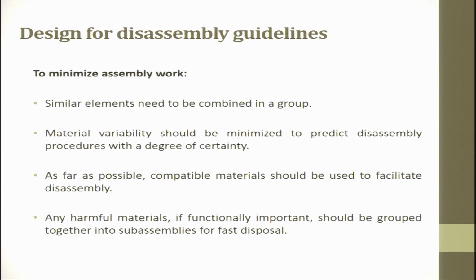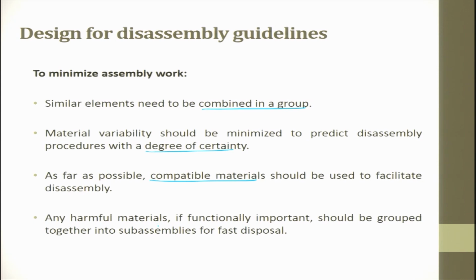To minimize assembly work, similar elements need to be combined in a group, which we saw earlier also. This will reduce the assembly work. Material variability should be minimized to predict disassembly procedures with a degree of certainty. As far as possible, compatible materials should be used to facilitate disassembly. Compatible materials. So, when we try to apply force, it should shear.